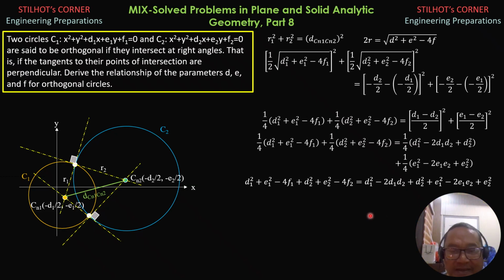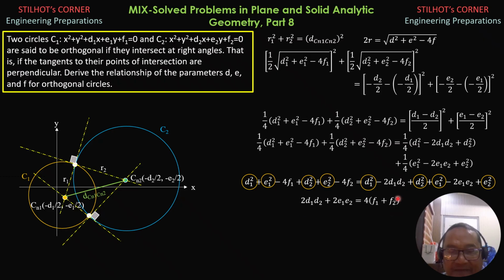So we cancel d1 squared, we cancel d sub 2 squared, e sub 1 squared also, then d sub 2 squared, as well as e sub 2 squared. And then we transpose negative 2d1 d2 and negative 2e1 e2 to the left. Then we transpose negative 4f1, negative 4f2 to the right, factoring out 4. So we have 2d1 d sub 2 plus 2e1 e sub 2 equals 4 times quantity f1 plus f2.